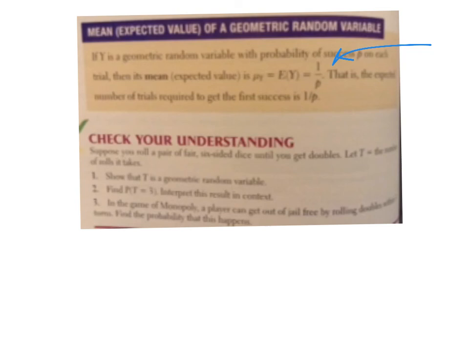So looking here, I've got rolling a pair of fair six-sided dice until I get doubles, and T equals how many rolls that is going to take. T is my geometric random variable, and I have to prove that. I can prove that for a couple of reasons. First of all, I'm counting until I get a success, so it's not a binomial. Each roll is independent; it doesn't dictate success or failure on the next roll. And the probability of rolling doubles on each one is the same, 1 out of 6. So it fits all those criteria of being a geometric random variable.